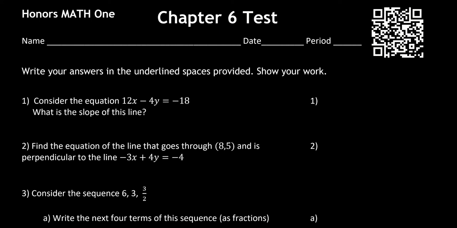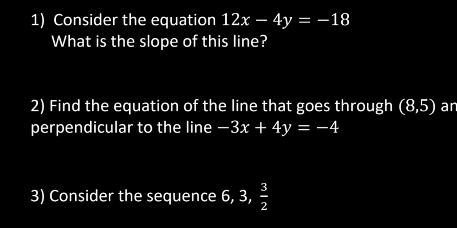The first question says, consider the equation y equals 12x minus 4y. I'm sorry, 12x minus 4y equals 18. There, I said it correctly. The question is, what is the slope of this line? The slope of this line.